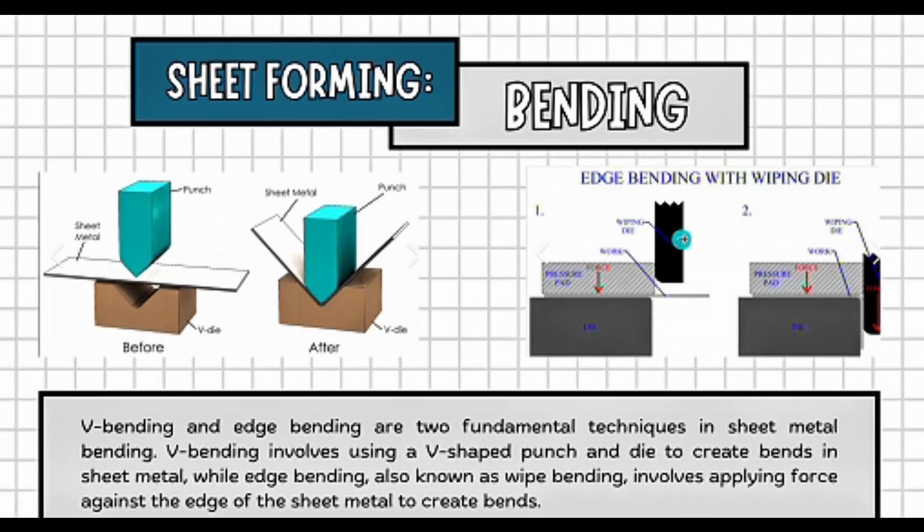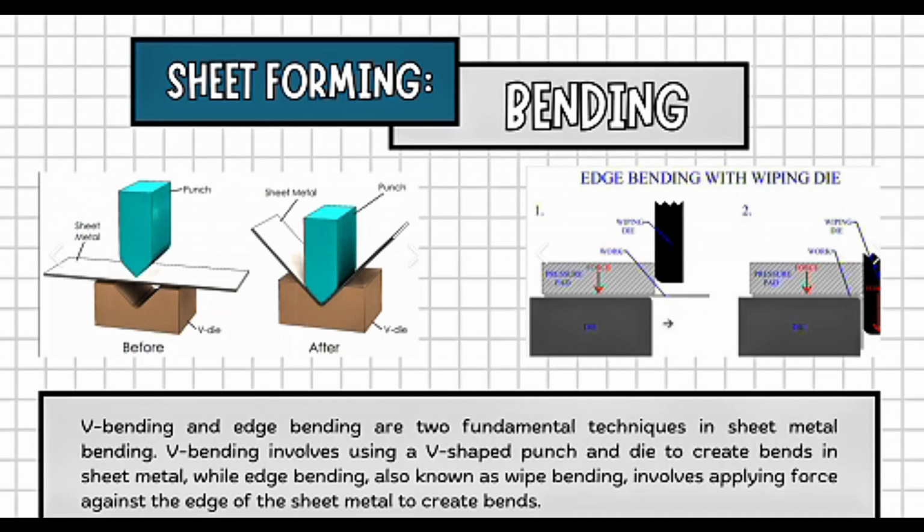Next is the edge bending. So edge bending involves cantilever loading of the sheet metal. A pressure pad is used to apply a force to hold the base of the part against a die, while the wiping die forces the part to yield and bend over the edge of the die. So this edge bending is limited to bends of 90 degrees or less.